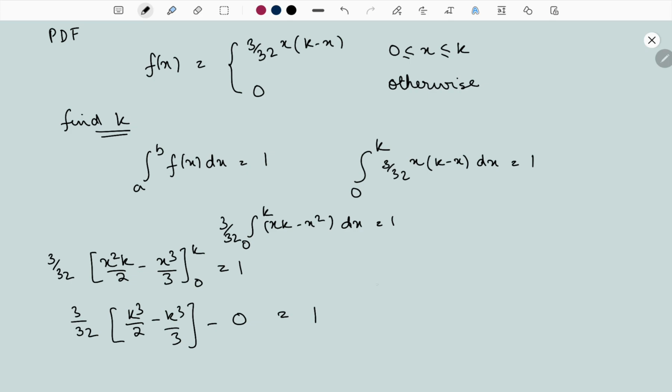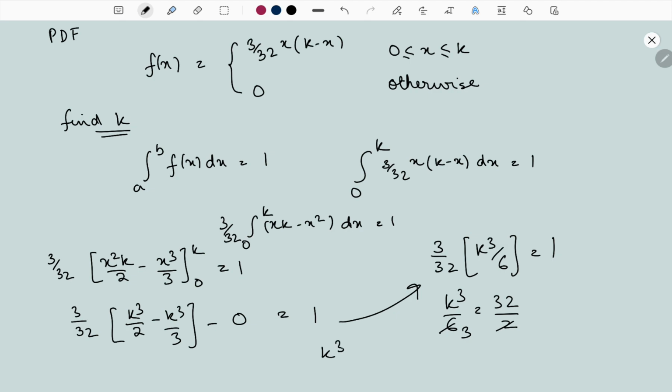So we got after this 3 by 32 times k cubed by 6 will be equal to 1. k cubed by 6 equals 32 by 3, and okay, so k cubed equals, sorry, I messed up. It is 3 here and 2 here.